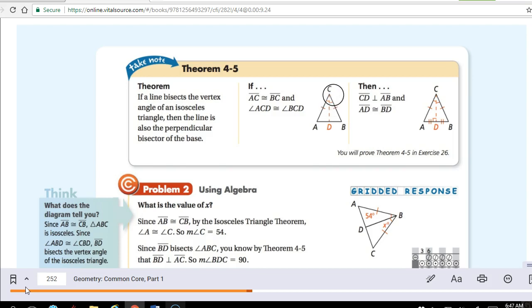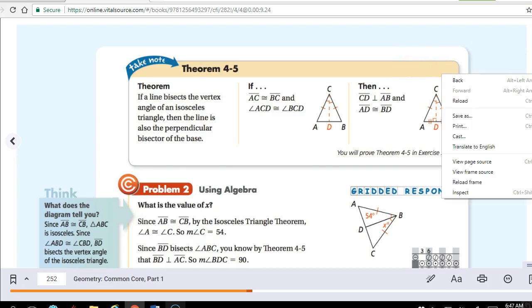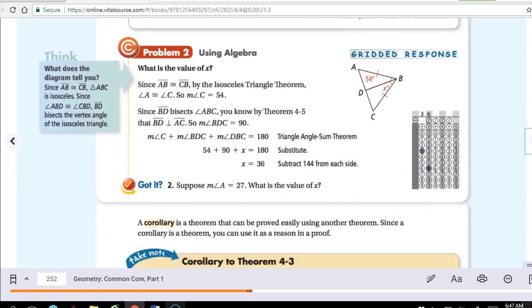If a line bisects this vertex, meaning that right angle is equal to that left angle right there, then it also means that this line right here is perpendicular, or a 90-degree angle, to the opposite side. Okay, and that happens on an isosceles triangle. Now that's important because we're going to use that concept to do problem number 2 here. So let me scroll down and let's look at that.